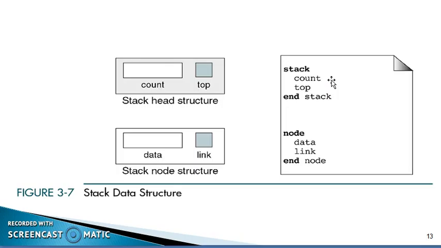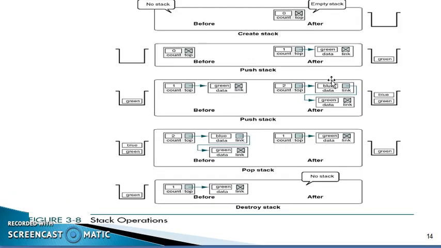So stack consists of two fields, count field and top field, and the node consists of two fields, data field and the link field. So initially there is no stack. If we wish to create a stack, then the memory must be allocated for it. That is known as header node. So after creating the stack, the sentinel node will be created with the two fields, count is equal to 0 and top is equal to null.